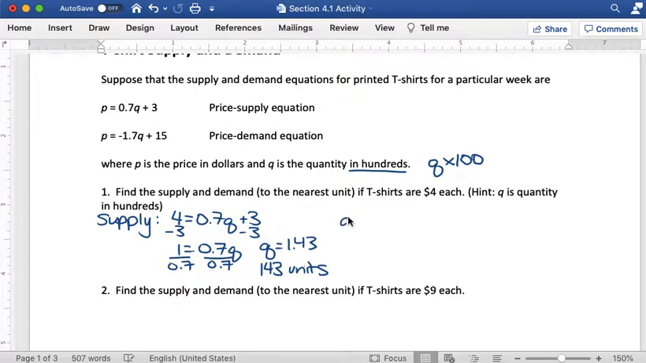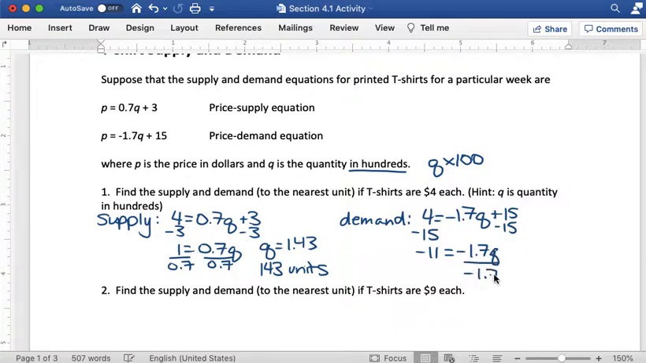So let's do demand next. Now we are plugging 4 in for P into the demand equation and solving for Q. So 4 equals negative 1.7 Q plus 15. Now to get Q by itself, I subtract 15 from both sides. Negative 11 equals negative 1.7 Q, and then divide both sides by negative 1.7.